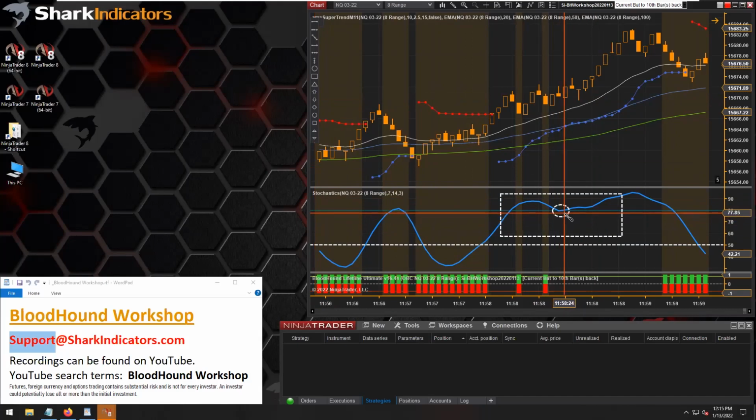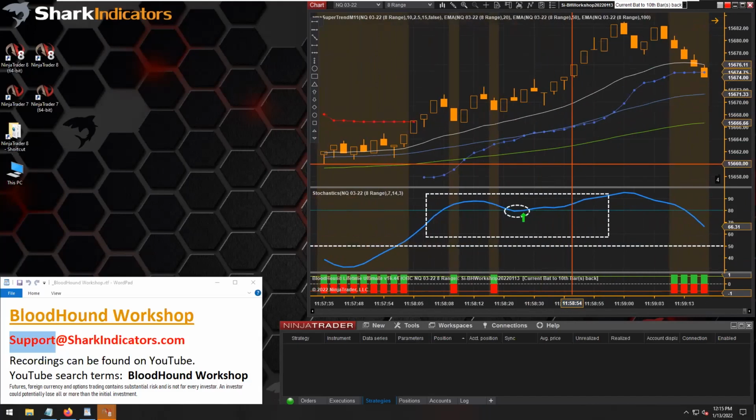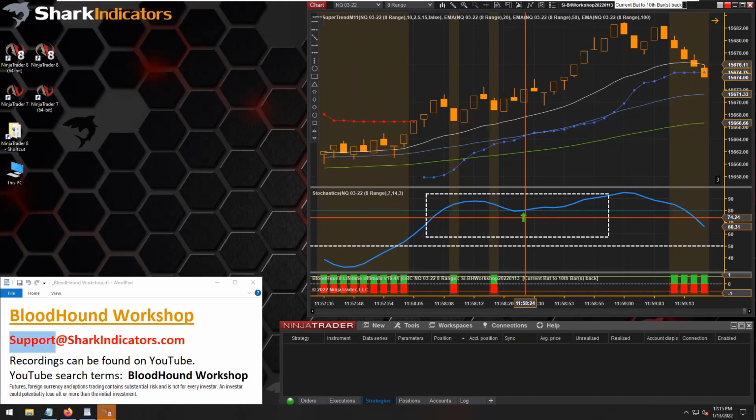So we'd be looking for, let's see, where would it be? Yeah, right there. So right where the stochastic inflects upwards again, that would be the signal. So the two requirements are the stochastic needs to cross above 80 first, and then its pullback must stay above the 50 value. All right, that is it in a nutshell.